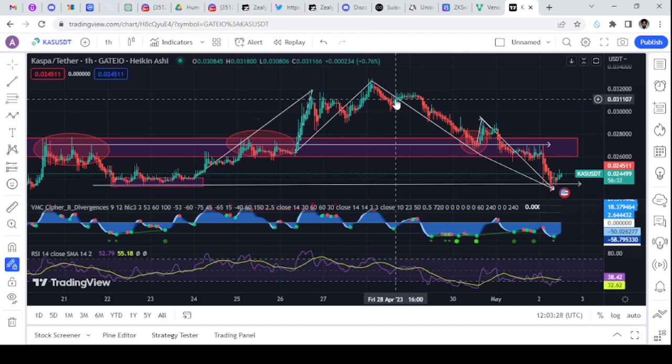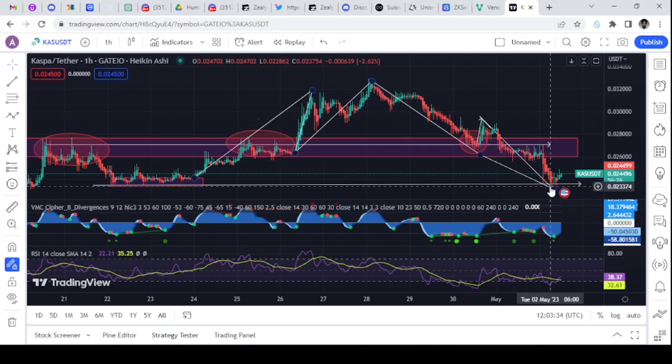So considering this particular pattern and way of trading, this particular point or structure actually indicates a point where the buyers would probably make investments back into the coin. And if that doesn't happen, then the price of KASPA would continue to maintain a downtrend.